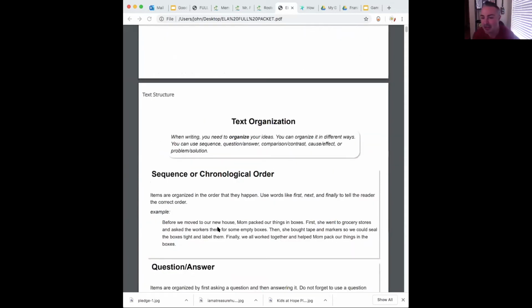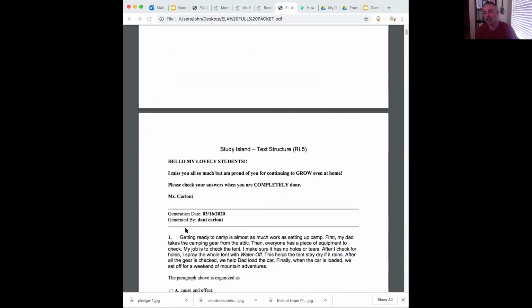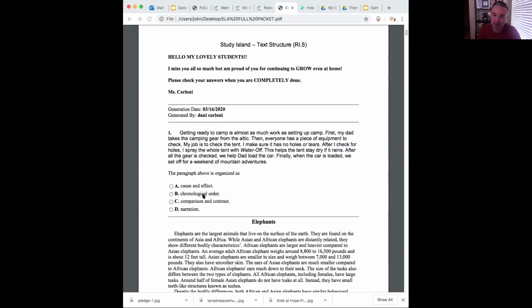So let's talk about sequence or chronological order. Items are organized in the order they happen. Use words like first, next, and finally to tell the reader the correct order. Example: before we moved to our new house, Mom packed our things in boxes. First, she went to the grocery stores and asked the workers there for some empty boxes. Then she bought tape and markers so we could seal the boxes tight and label them. Finally, we all worked together and helped Mom pack our things in the boxes. Is it done in an order? Yeah. So let's keep that as maybe an option.